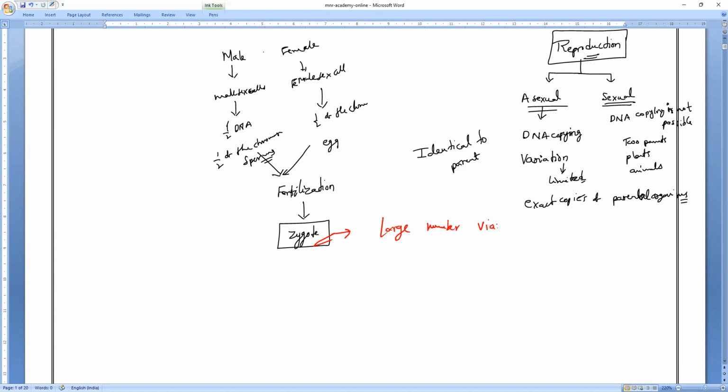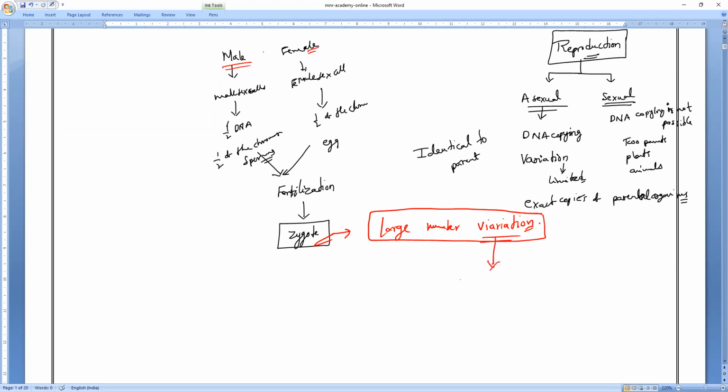Now here, if you notice it, a large number of variations are invited. Why is it? Because two parents are involved. The male parent may belong to one family, and the female parent may belong to some other family. So there will be a lot of variations we can notice from parents to offspring. They have both male characters and female characters, like noticeable changes. So a large number of variations take place in this.